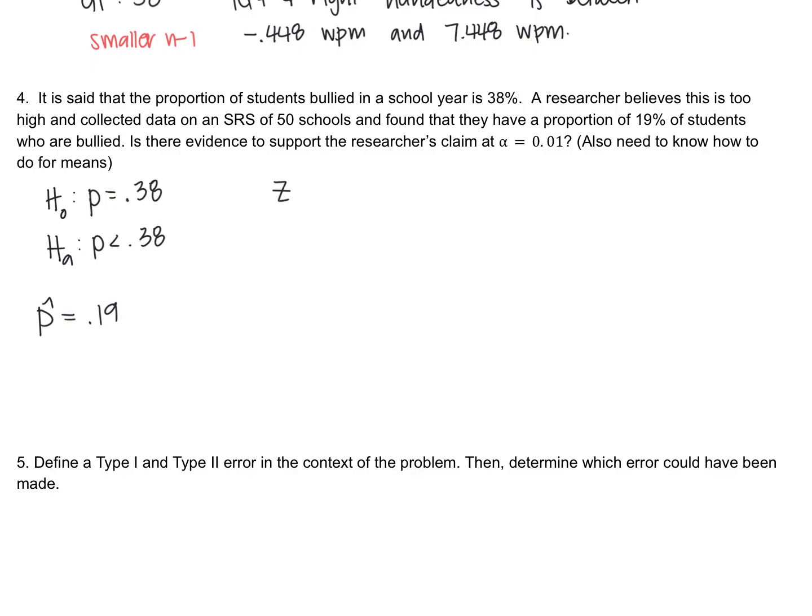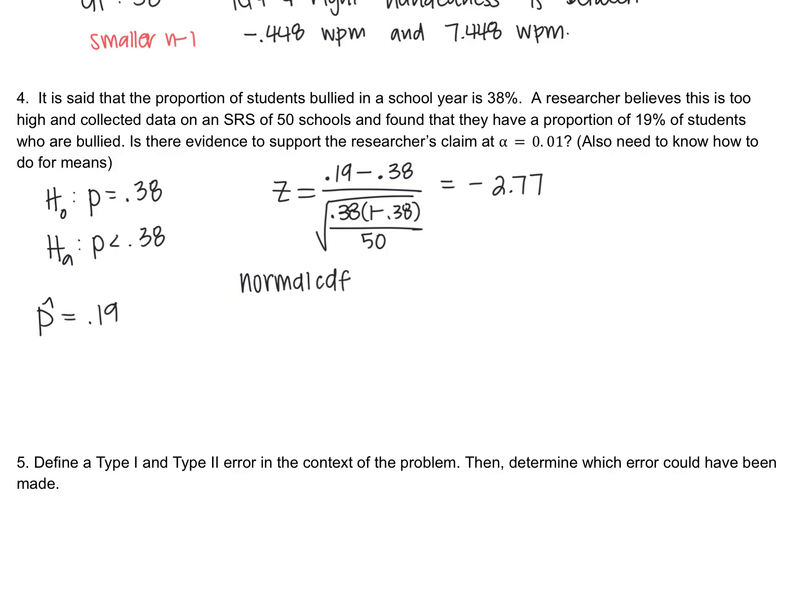So now we're going to calculate our test statistic. So we're going to do our P hat 0.19 minus our claim 0.38 over the square root of 0.38 times 1 minus 0.38 all over n, which is 50. And we're going to get negative 2.77. Now we don't ignore the negative here because for a test statistic, the negative does mean something. It means that we fall below the mean.